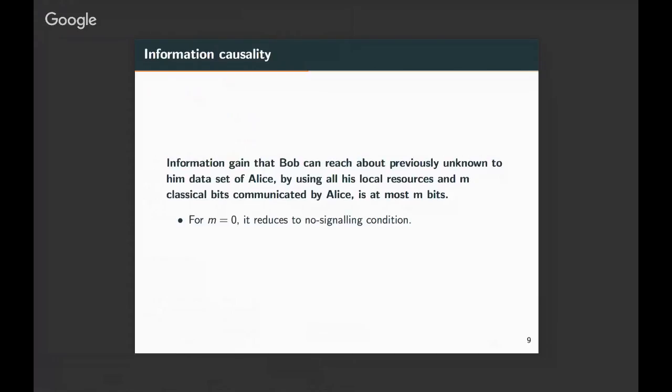And you can say that for M equal to 0, it reduces to the no signaling condition, which basically means that Alice has not communicated with Bob, so Bob will have no access to Alice's data set. Right? Yeah, information gain, but is it easy to define it for quantum?